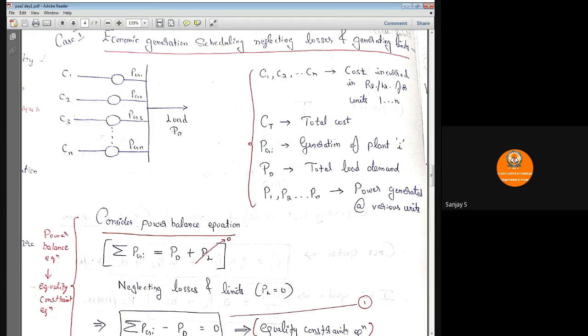So what do you mean by incremental fuel cost? The additional fuel cost for the additional power generated. This term is very, very important. To generate the additional power, you need to invest additional money. That is nothing but cost. Exactly. So that is your incremental fuel cost.